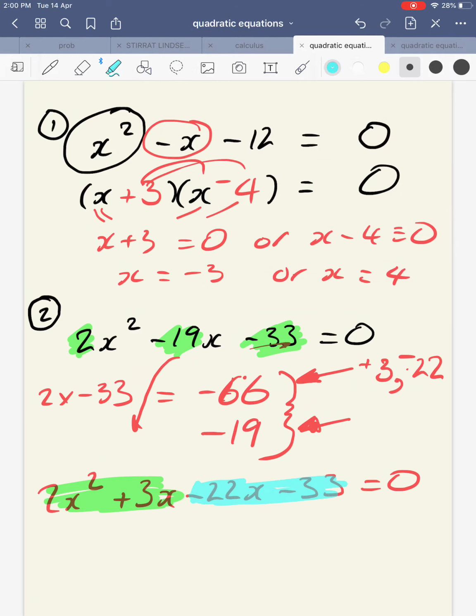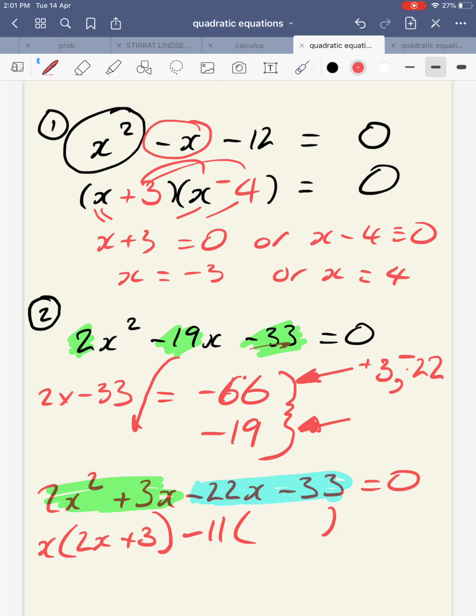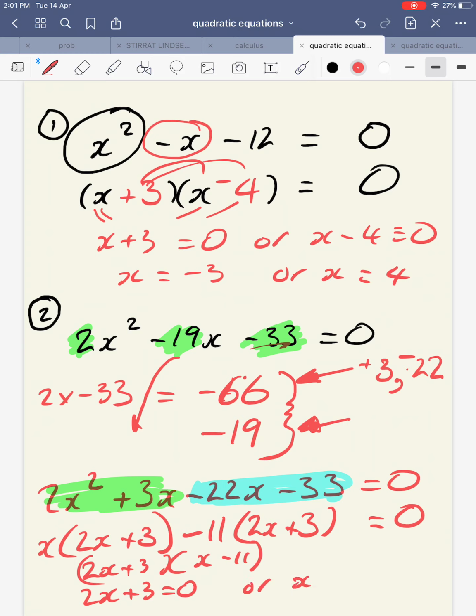So take the first two terms, that's in green, and factorise. So the common factor is x, 2x plus 3, and now take the next two terms in blue and look at a common factor. I can see 11 divides in there, but because I've got negative 22, I'm actually going to take out negative 11. So if I take out negative 11 as a factor, I'm going to get 2x here, and then plus 3 here. And then can you see that 2x plus 3 is a common factor, and then I'm going to get x minus 11. So we've got 2x plus 3 equals 0, or x minus 11 equals 0, and then you can go ahead and finish that one off, all right?